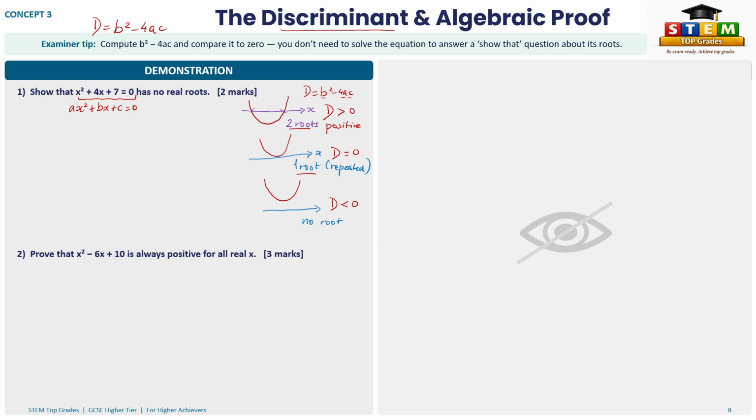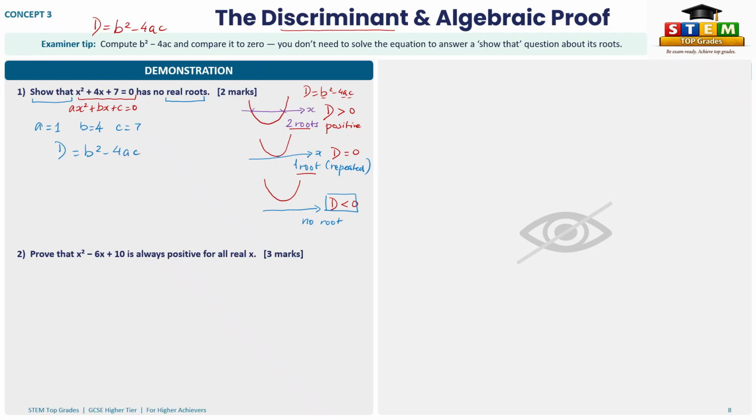Now it says show that it has no real roots. To show that, all you have to do is prove that the discriminant is less than 0, or a negative value. So let's work out what the discriminant gives us. In that case, a equals 1 by comparison with the equation, b is equal to 4, and c is equal to 7. So using the formula, D is equal to b squared minus 4ac.